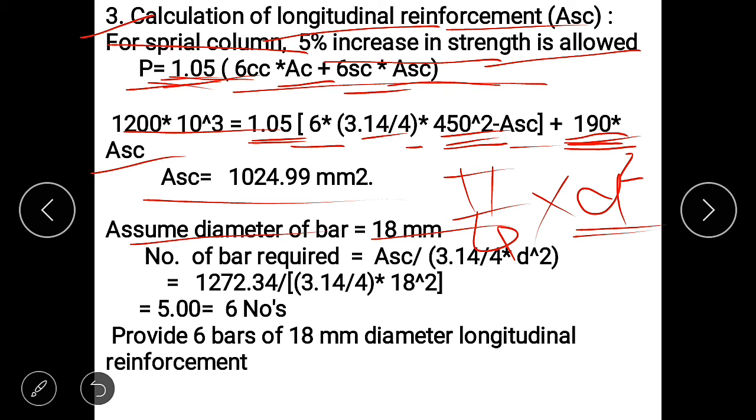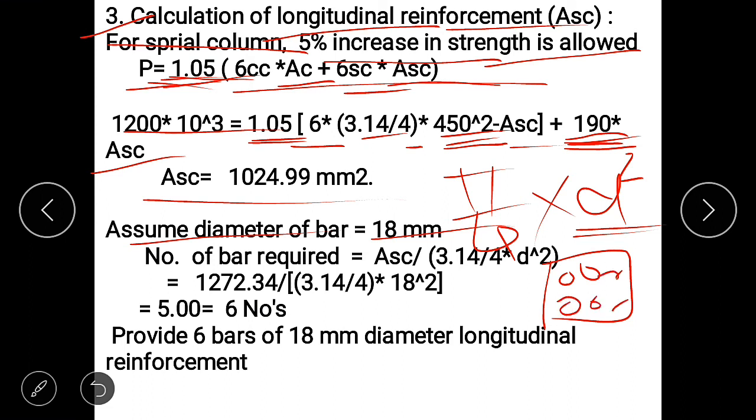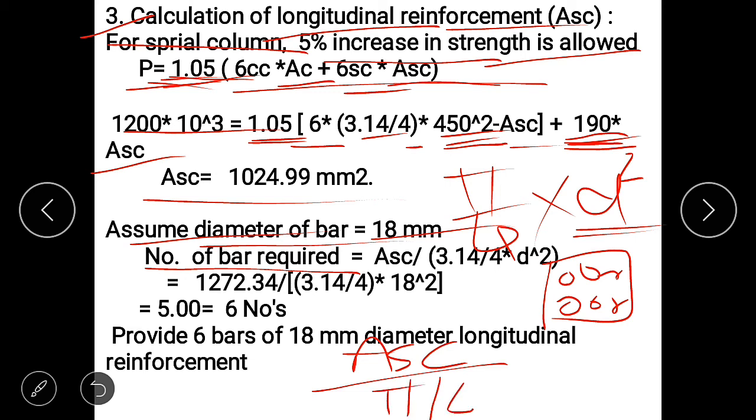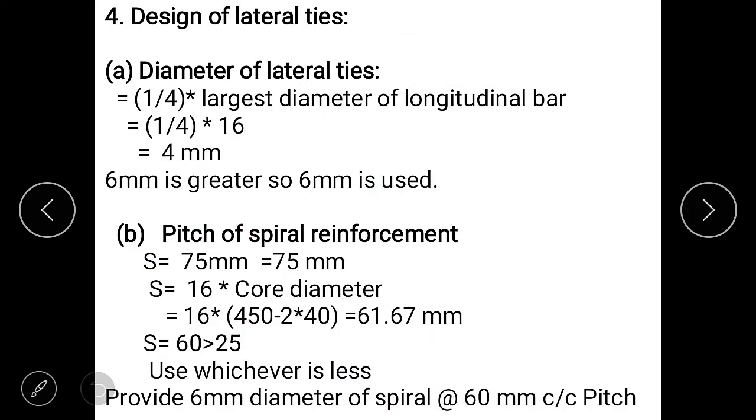So here we have to find the number of bars required. How many bars do we have to put in this column? 4, 5 or 6? For that, we have to find the number of bars required. The formula is Asc divided by pi by 4 into d square. So Asc we found is 1024.99 divided by 3.14 by 4 into 18 square. So the answer is 6. So 6 bars of 18 mm diameter longitudinal reinforcement we have to provide here.